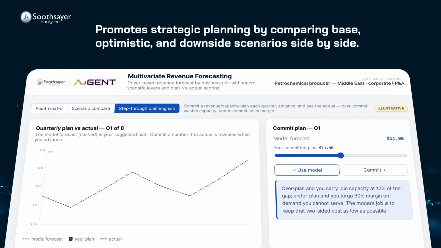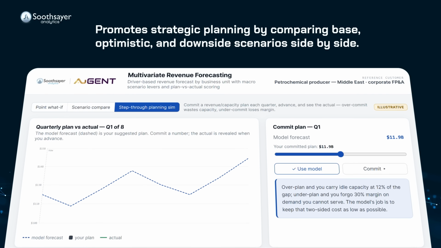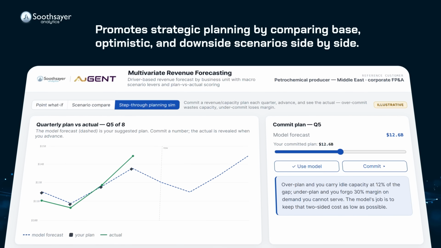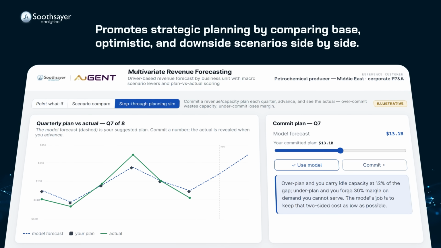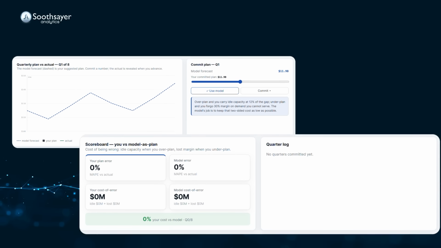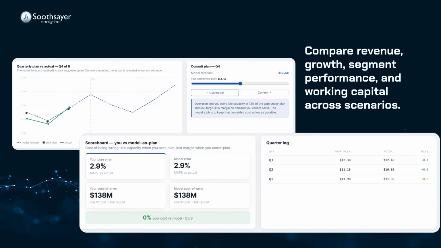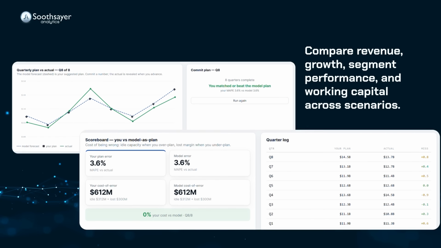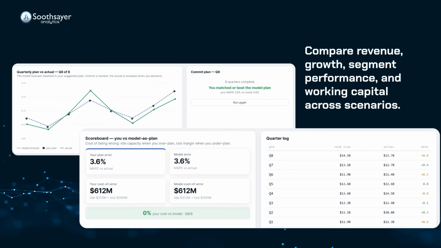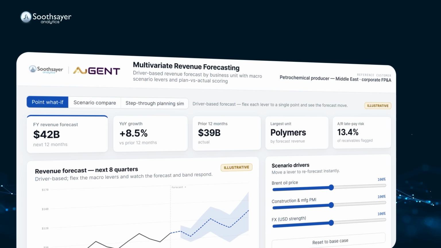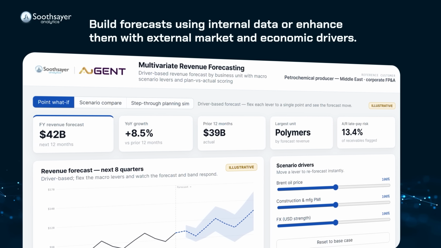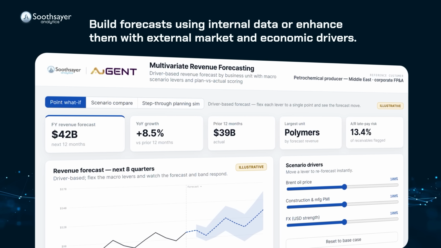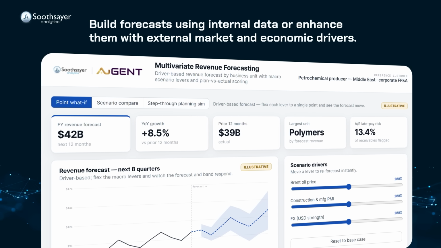To support strategic planning, the platform includes an interactive scenario comparison environment where users can evaluate base case, optimistic, and downside scenarios side by side. Each scenario highlights projected revenue, year-over-year growth, business segment performance, and working capital exposure, helping decision-makers understand both opportunities and risks. The forecasting models can be built using internal financial data or enhanced with external economic indicators and market variables, depending on the organization's planning requirements.